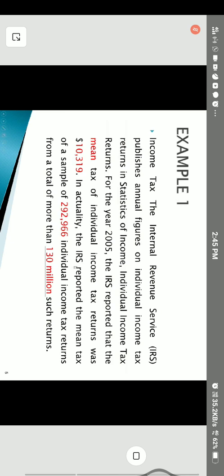In actuality, the IRS reported the mean tax of a sample. The sample is only 292,096 individual income tax returns, out of a total of more than 130 million. Actually, over 130 million people pay, but they only took 292,000 and made a calculation that the mean for individual tax returns was $10,319. And then in this example, let's look.